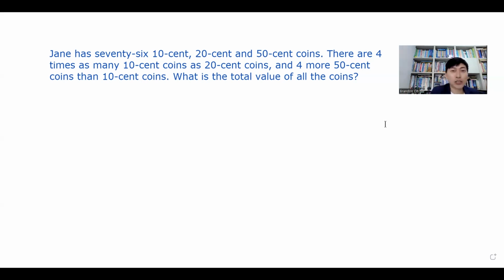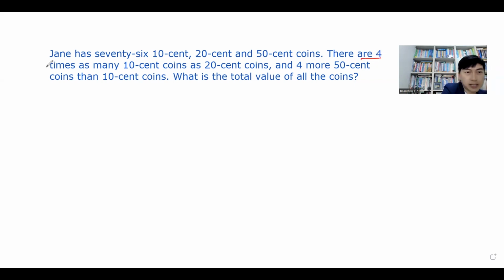Again, in order to find out the total value, we need to know how many coins there are for all the different denominations: the 10-cent, the 20-cent, and the 50-cent coins. To do that, we are going to draw bar models. Now, first, we'll choose to draw this.